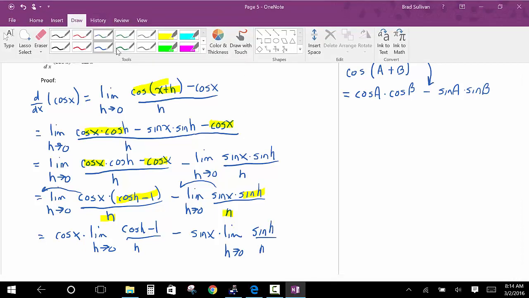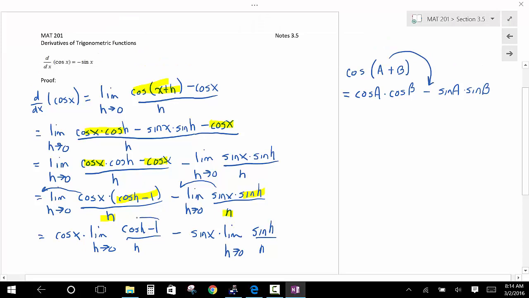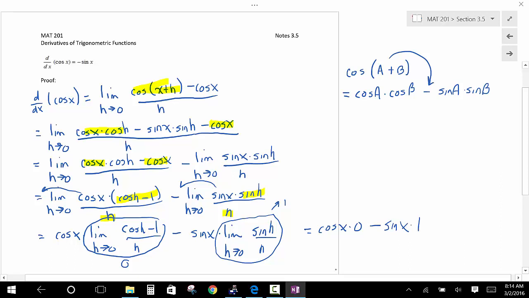Now, what we found out is that this limit right here was equal to 0. That's the one that was equal to 0. This limit right here, that's the one that we found out was equal to 1. So look what we have. We have cosine x times 0 minus sine x times 1. So that's going to give 0, and that gives negative sine x. Voila. Proved. Isn't that slick? Okay, so that's kind of how that goes.